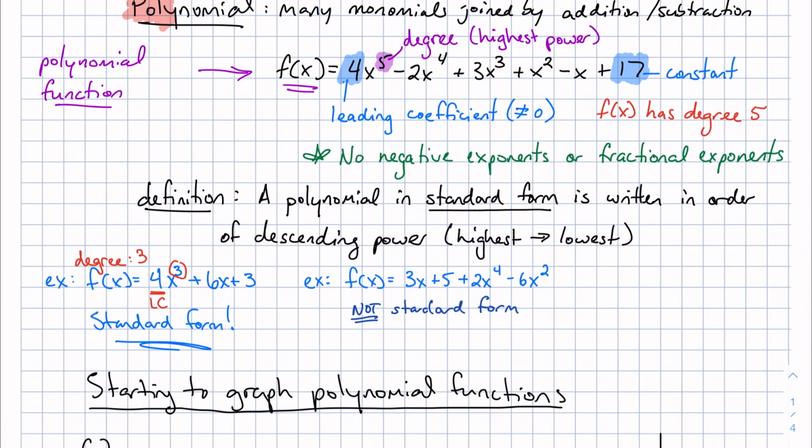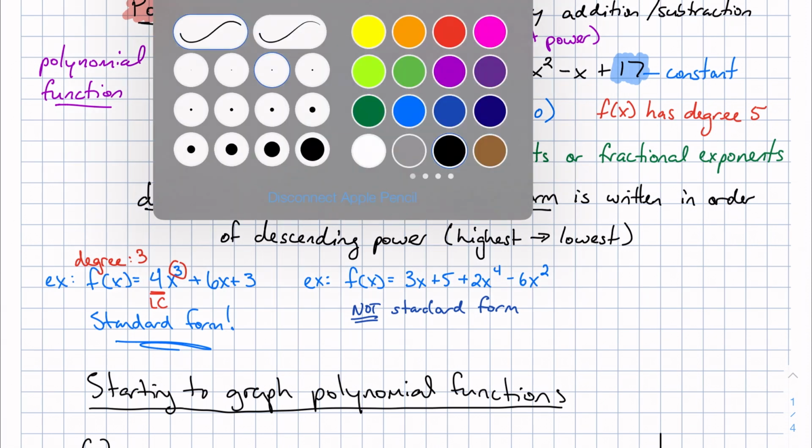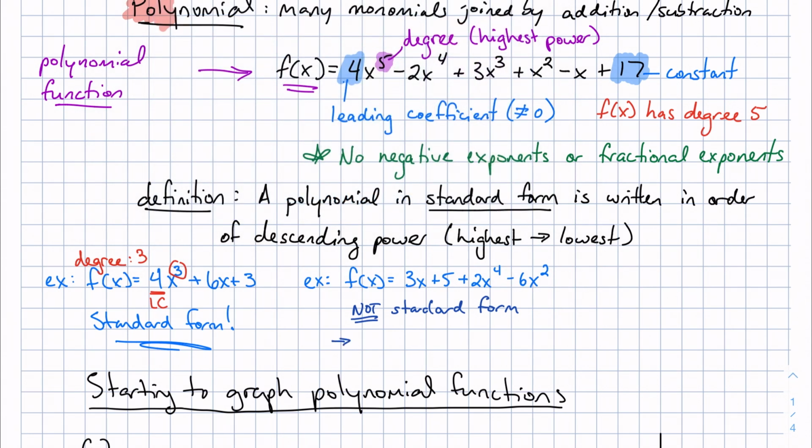So if I want to put this in standard form, I'm just going to write this in order. So I have 2x to the 4th minus 6x squared. My signs have to come with it. Plus 3x plus 5. So now my powers are in order: 4, 2, 1, 0. And if we want to talk about leading coefficient, my leading coefficient is 2. And my highest power here is 4, so I would say that my degree is 4.